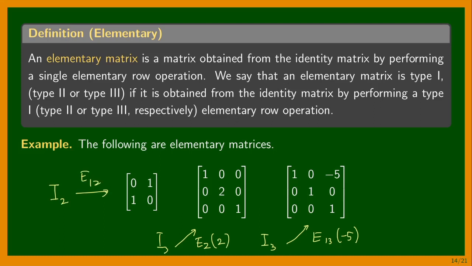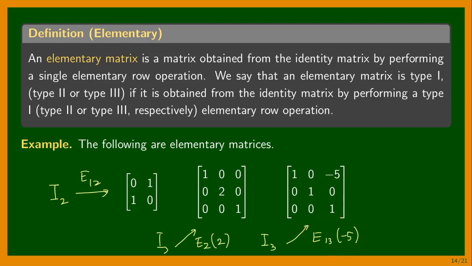For this reason, this matrix will be denoted by the name of the operation that we have performed. So we shall denote this matrix as the matrix E_12. Of course, the size should be specified in advance: 2 by 2 in this case, these ones are 3 by 3. So a 3 by 3 elementary matrix of this form will be denoted by E_2(2). And a matrix of this type will be denoted by E_13(-5).